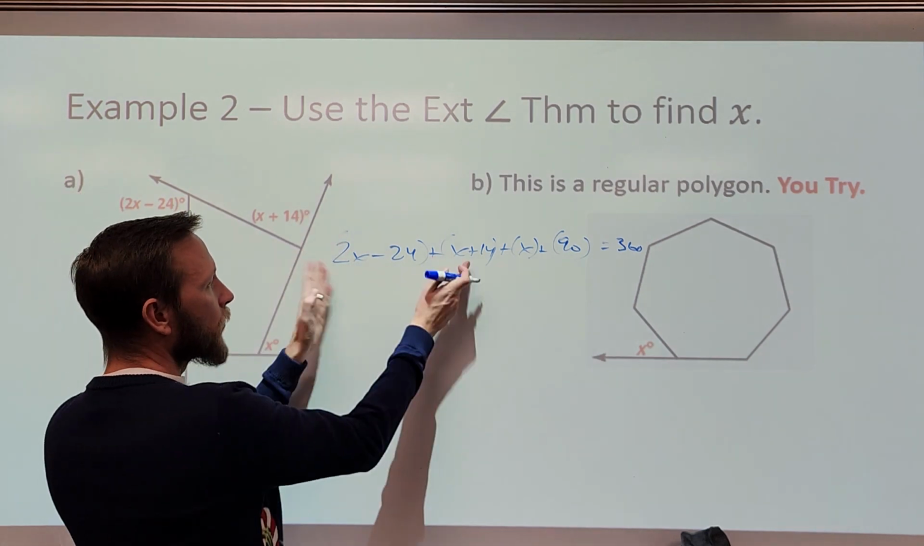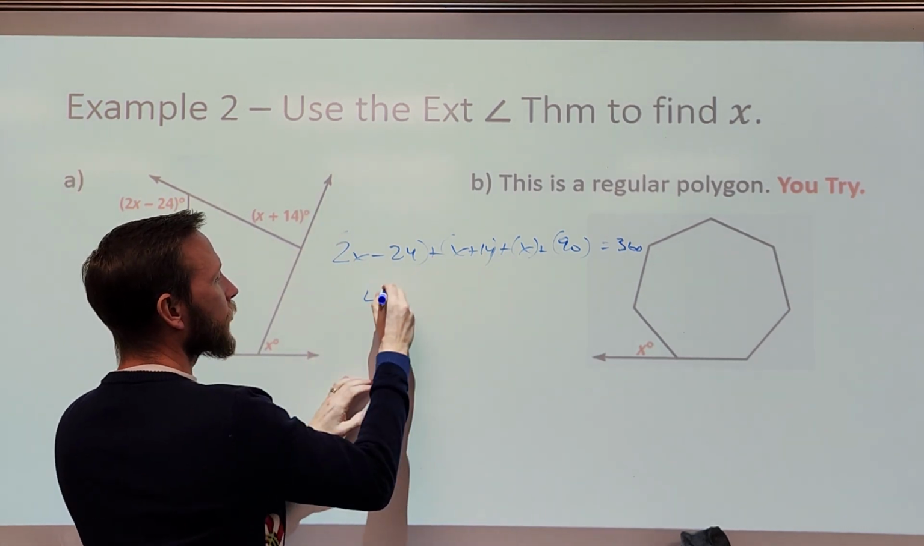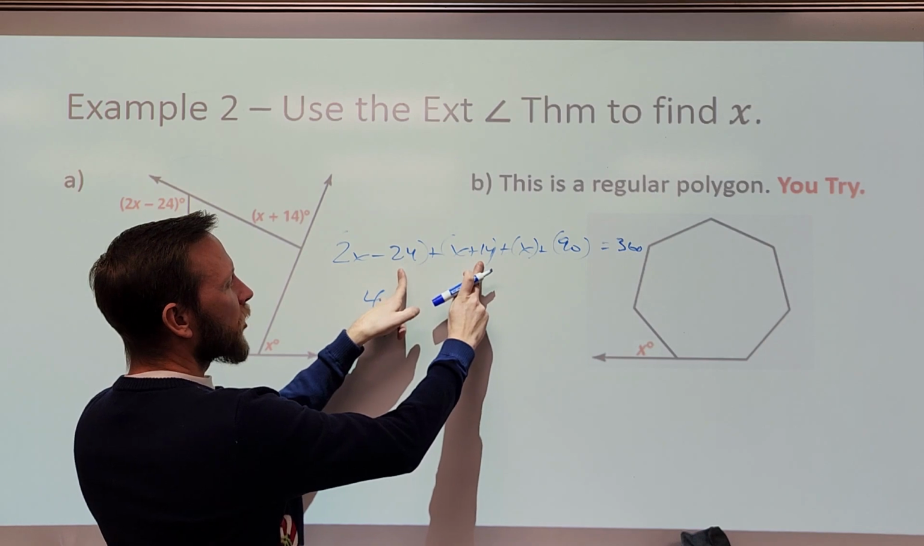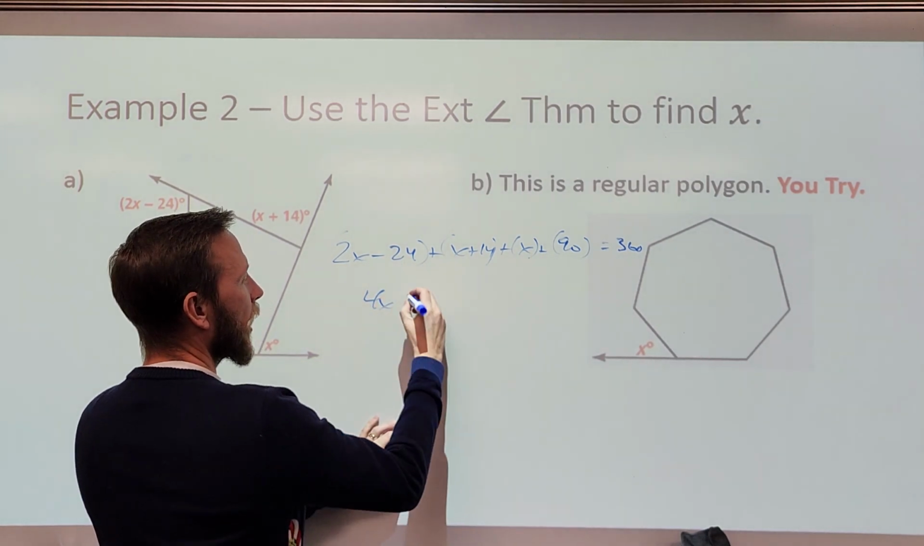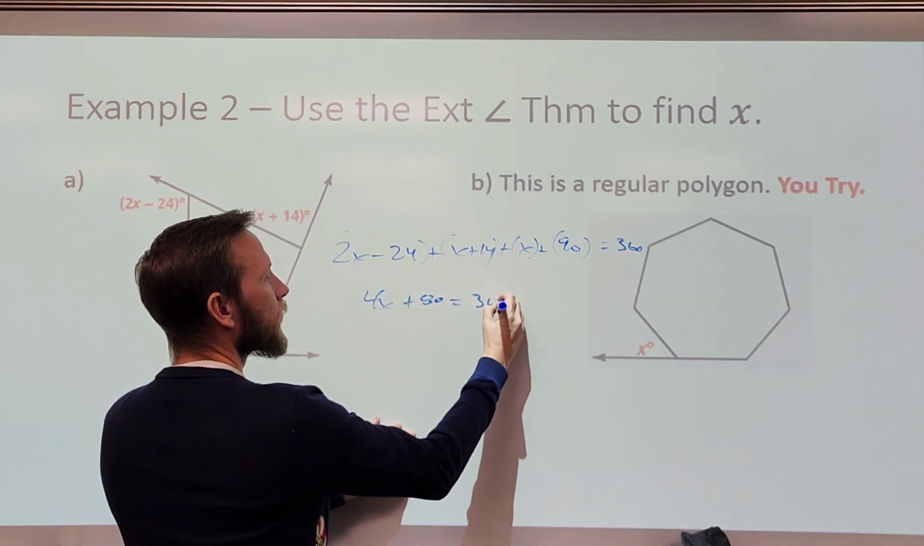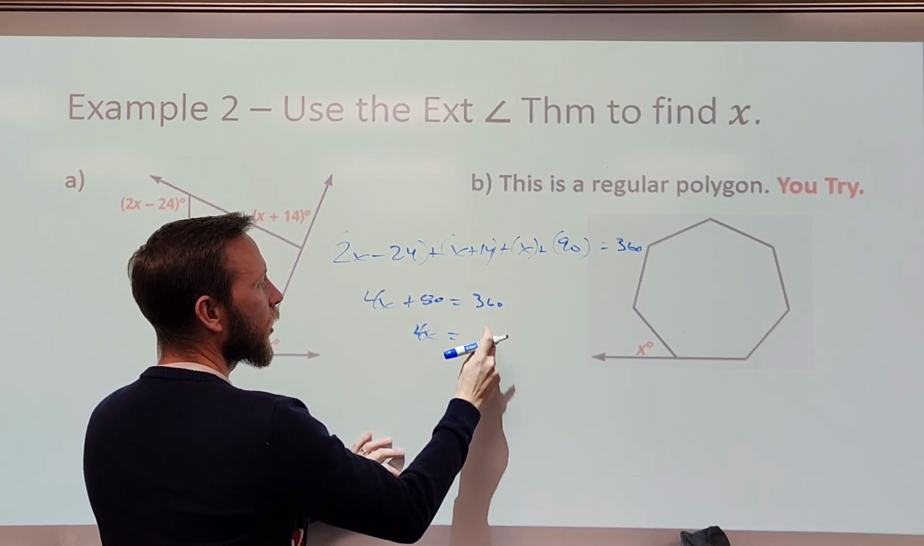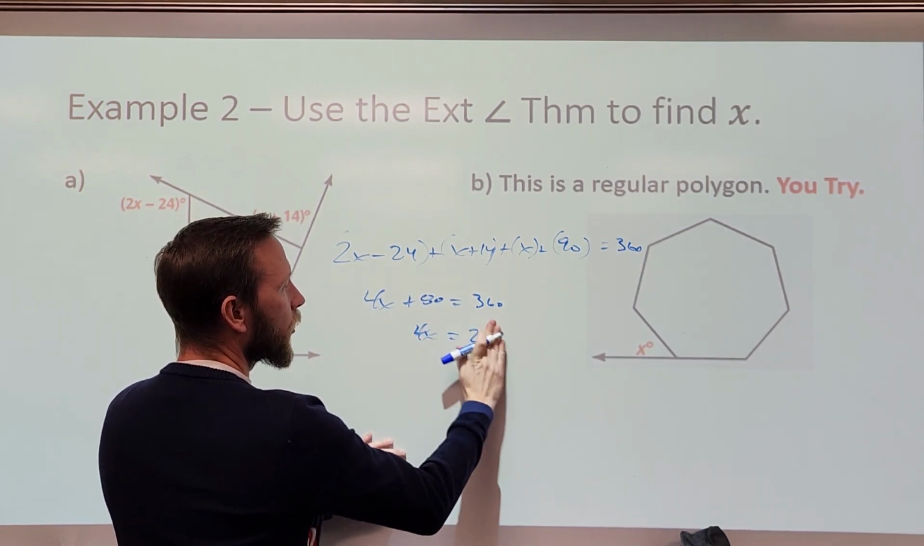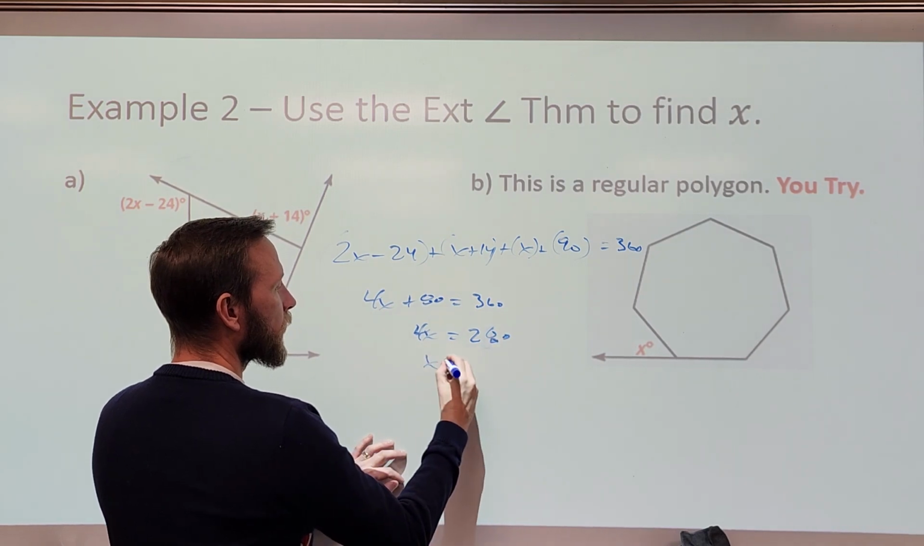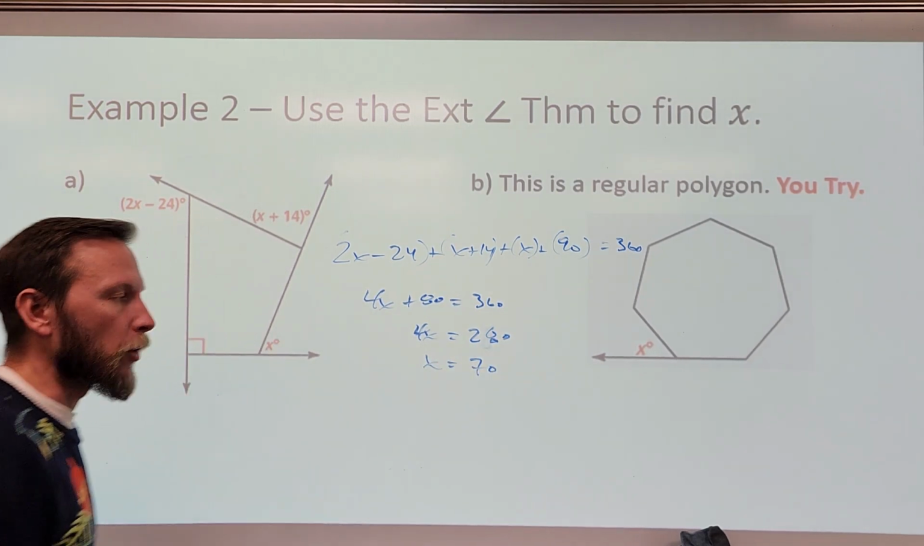Combine like terms, all right? So we have 2, 3, 4 x's. Negative 24 and 14 makes negative 10. Negative 10 and 90 makes 80. Oh, I don't have a calculator. Oh, this is going to be rough. We subtract, we get 280. Oh, I can divide. X is equal to 70. All right, that worked out pretty well.